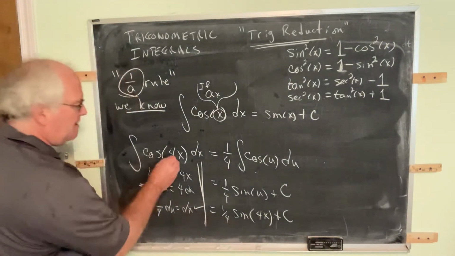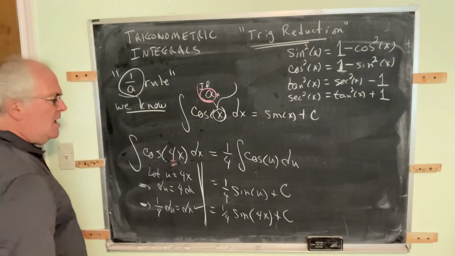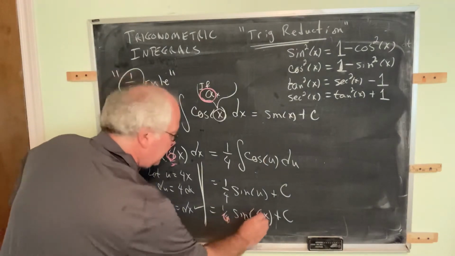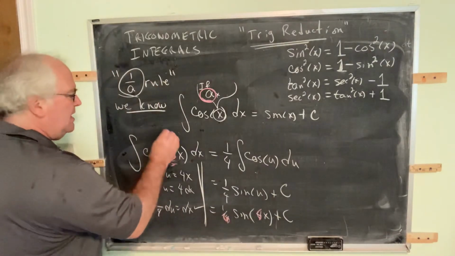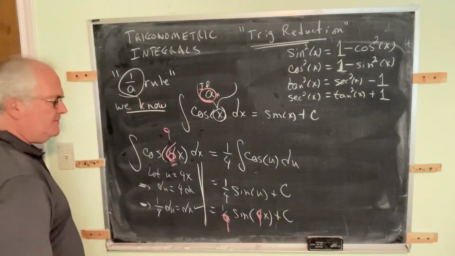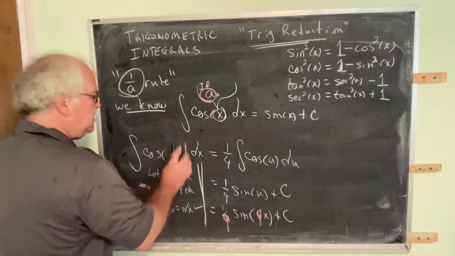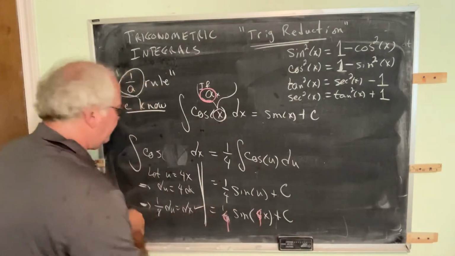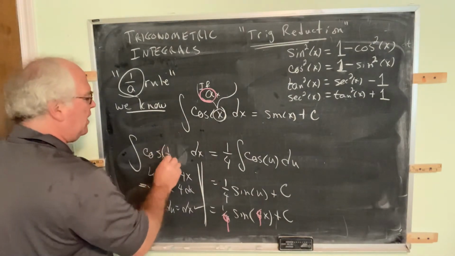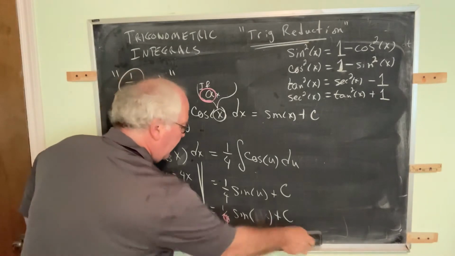It should be pretty clear there's nothing magic about 4. This can be any coefficient. So if this had been 6, this would have ended up being 1 over 6 and 6x. If this had been 9, this would have been 1 over 9 and 9x. And if this had been a fraction, and we have to be a little bit more cautious here, let's suppose this is 1/3, then this would still be 1/3 x.